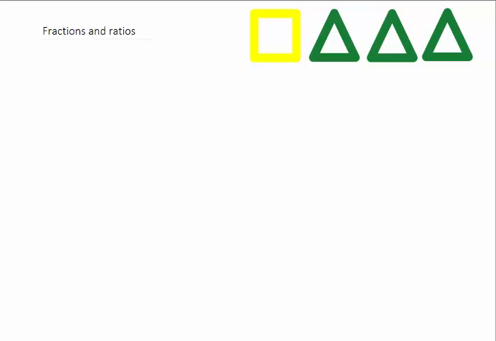I'm going to speak now about ratios, which is a concept that's closely related to fractions and that we use quite a lot in biology, especially in genetics. So what am I talking about? I think I'll explain by an example.